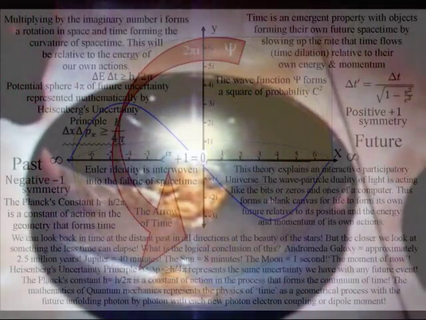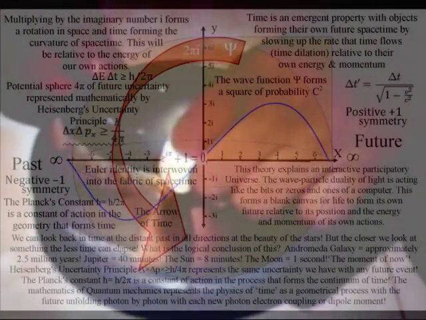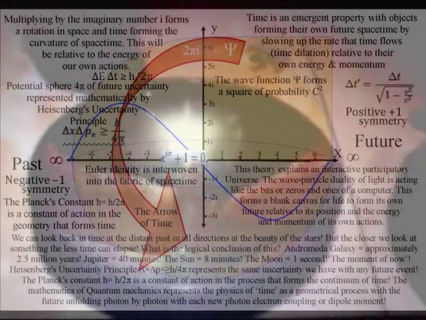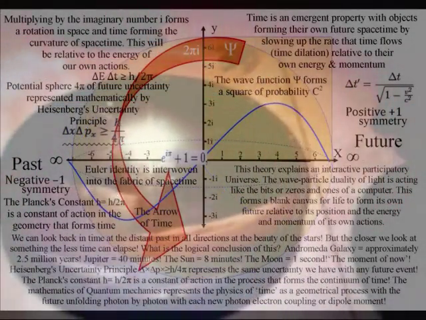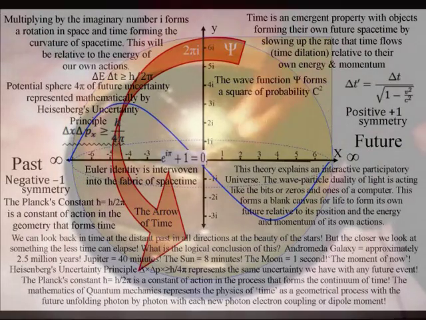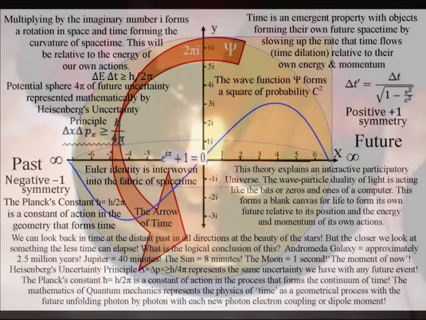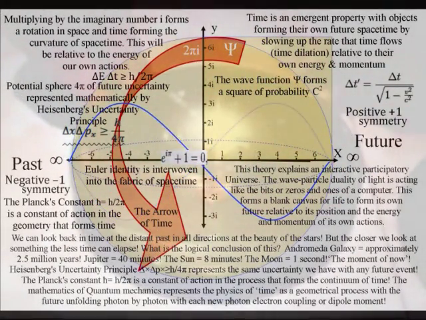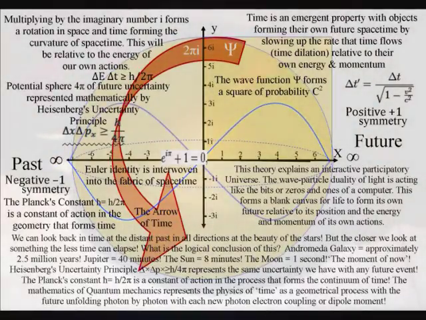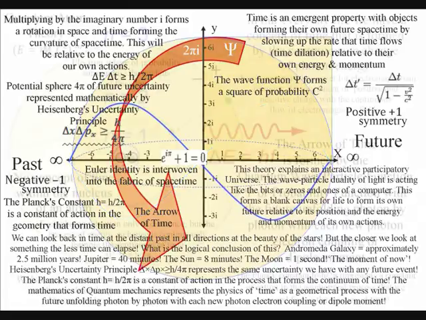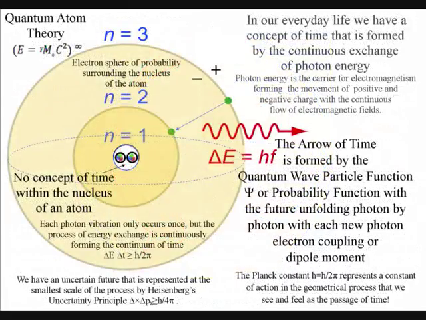The area of a sphere is equal to the square of the radius of the sphere multiplied by 4 pi. At the smallest scale of the process, this is seen as a square of probability formed by the spontaneous absorption and emission of light. Mathematically, this information is represented by the quantum wave particle function or probability function.